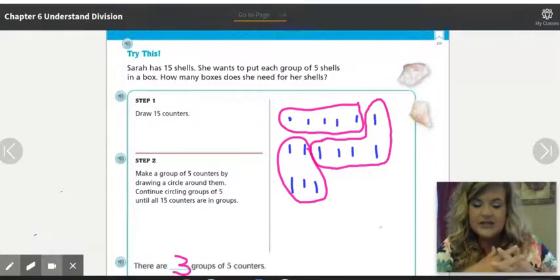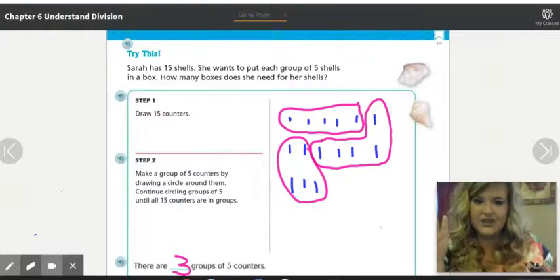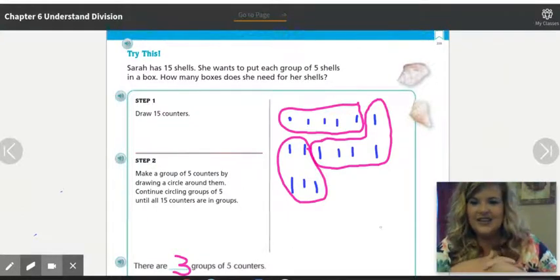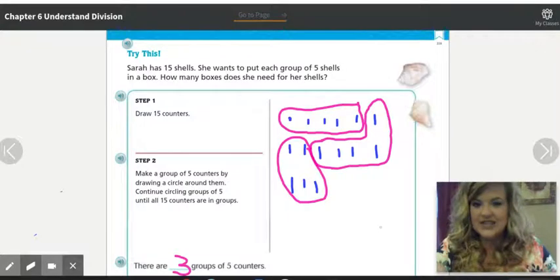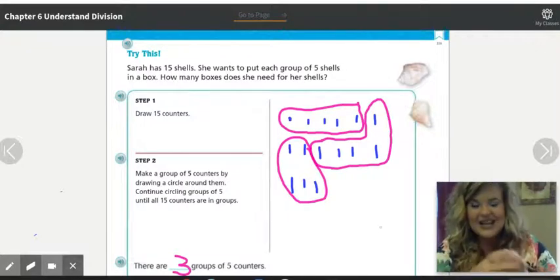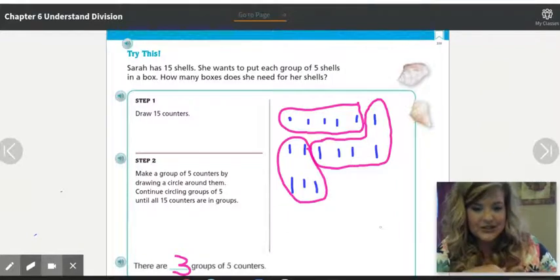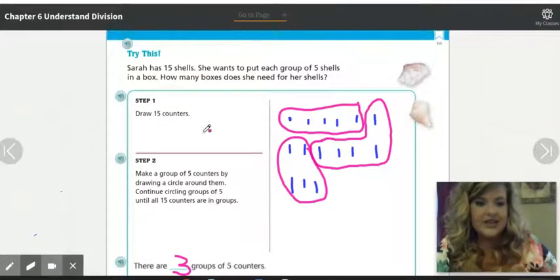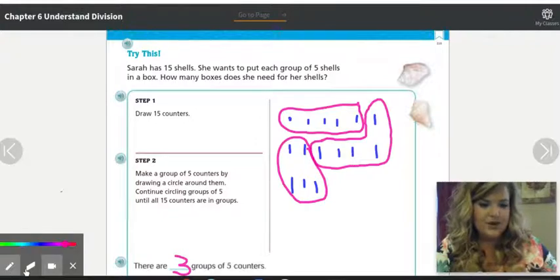And I know some of you are already thinking, well, that's 15 divided by 5, or that's 5 times something equals 15. We're going to get into that, okay? We're kind of backing up and baby stepping through it this week just to make sure that you're ready for 4th grade, okay? So now let's go do one more.